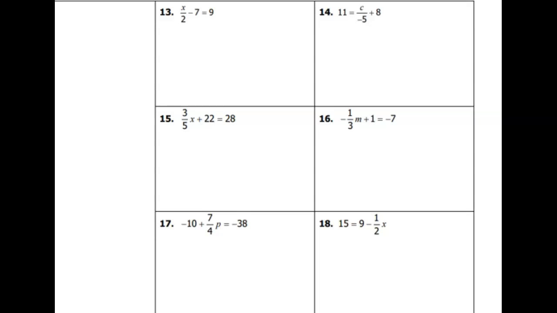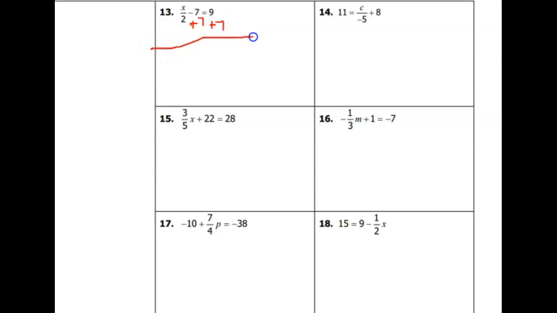Next, we have some fractions, but we're not going to get scared. We're just going to undo the addition and multiplication, and then we'll just do the opposite of the fractions, okay? So let's look at 13. I look and I see that I'm subtracting 7, so I'm going to undo that first. So I'm going to add 7 to both sides of the equation first, doing the inverse operation.